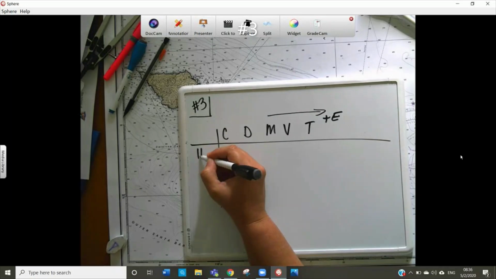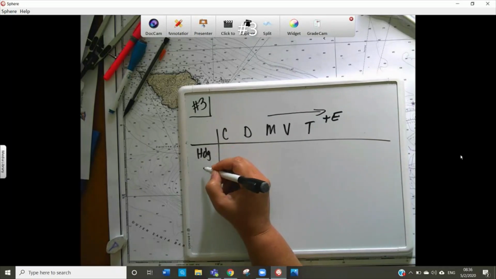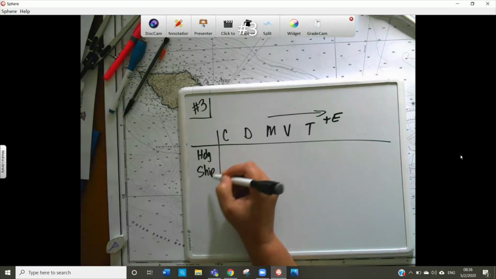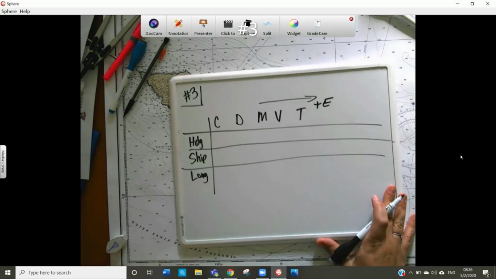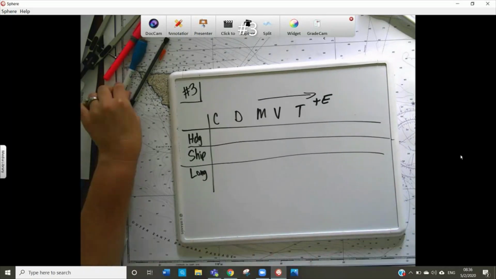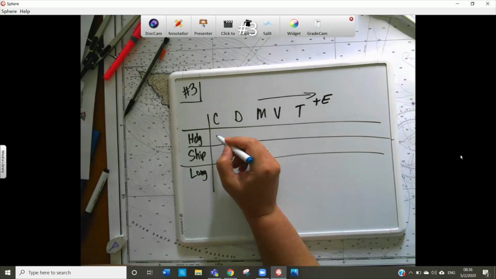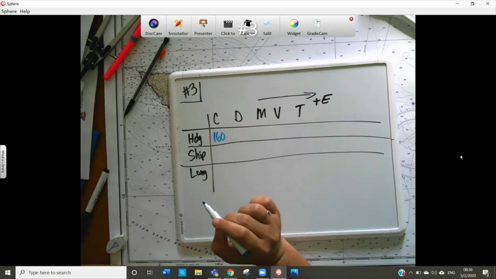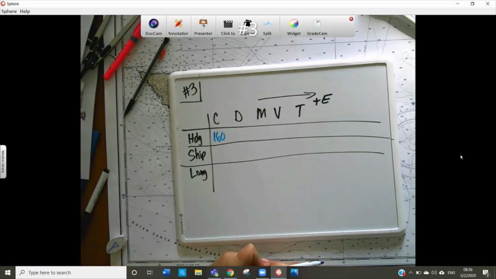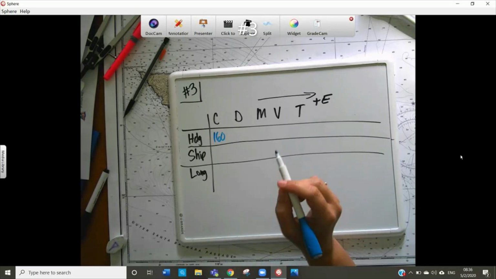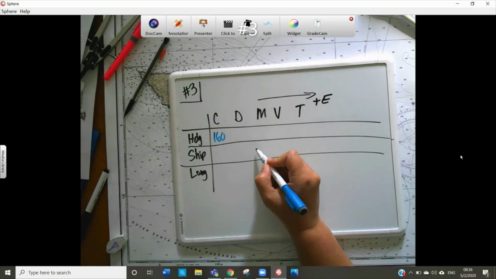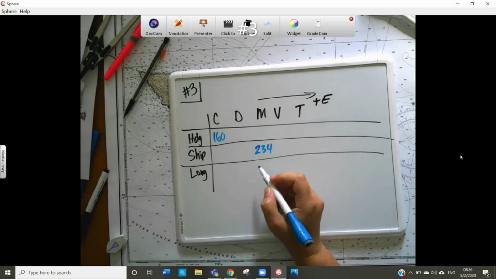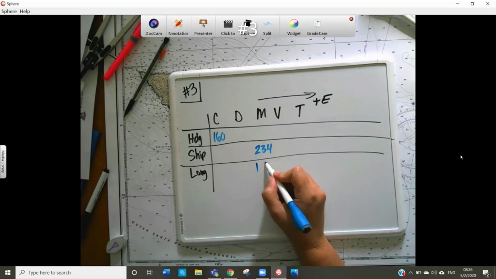I'm going to be looking for my heading, my Shiprock, and Long Point. Okay, so they gave us our heading as 160 compass, and then they told us using our hand bearing compass, we take bearings. So when we use the hand bearing compass, it gives it to us in magnetic, not compass. So our magnetic reading for Shiprock was 234, and our magnetic reading for Long Point was 157.